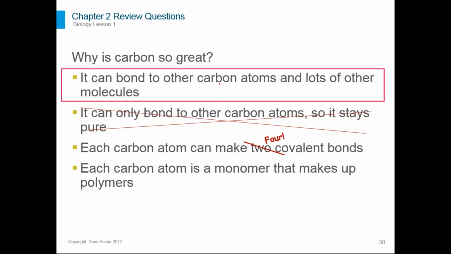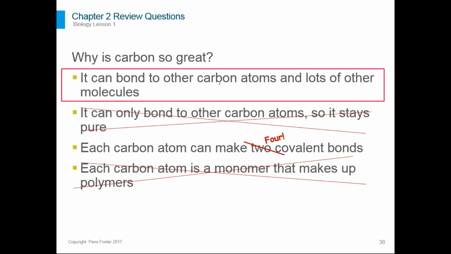And our last option, each carbon atom is a monomer that makes up polymers. That doesn't really apply. So when we talk about monomers and polymers, we're kind of talking about little molecules that link together in a repeated pattern to make big molecules. So a single carbon atom, even though a lot of them link together, it's not the same situation as monomers and polymers.